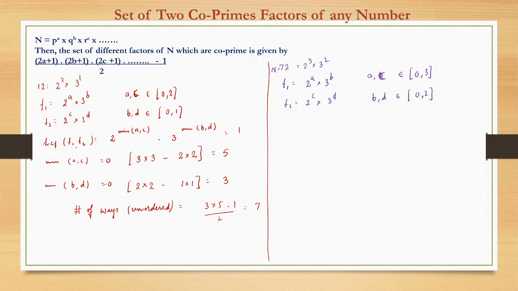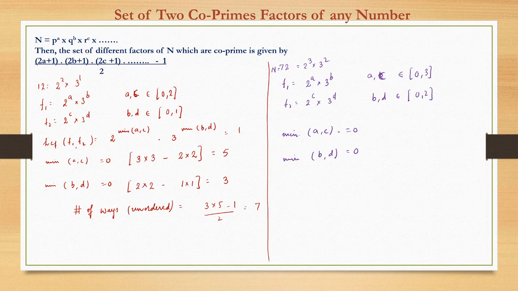Now for f1 f2 to be co-prime, we know that the minimum of a comma c has to be 0, and the minimum of b comma d has to be 0, right? Either a or c or both can be 0, either b or d or both can be 0, right? So what would be the case here?